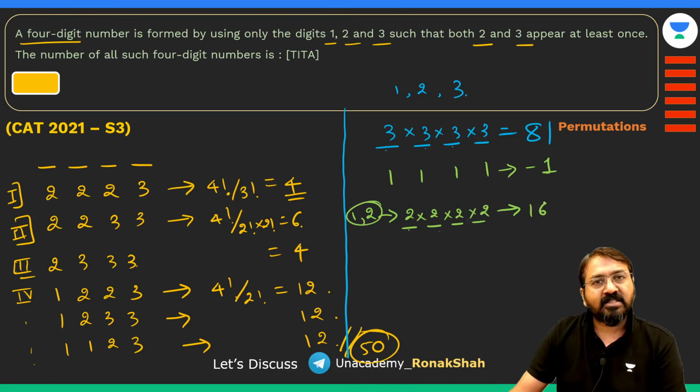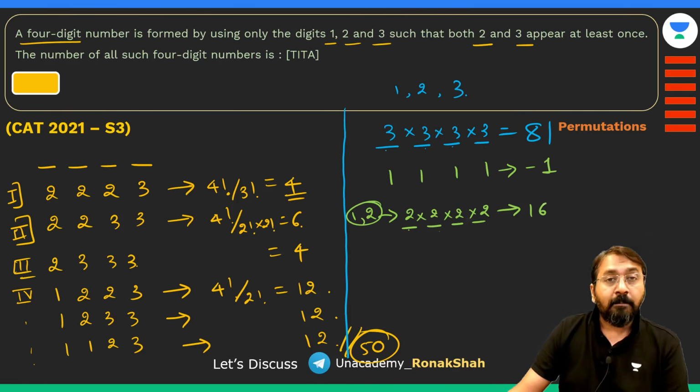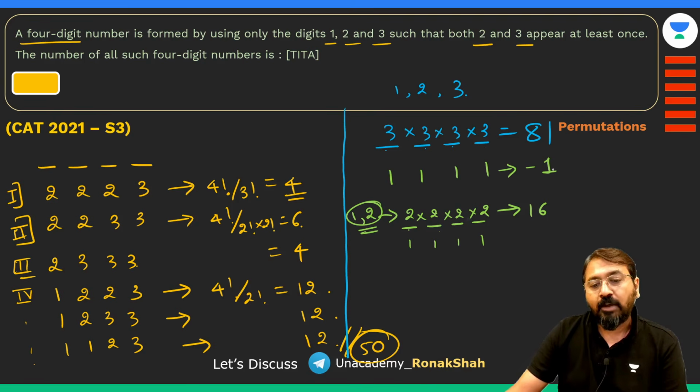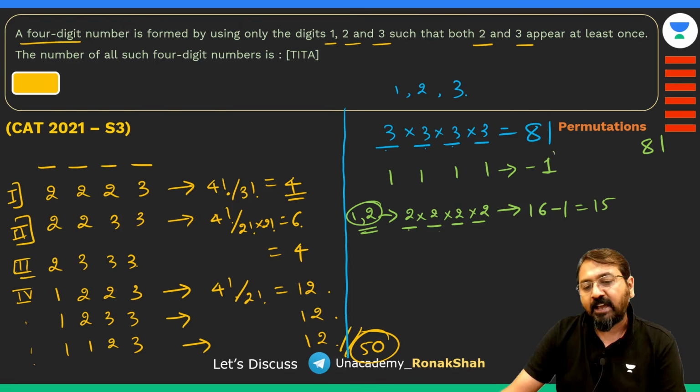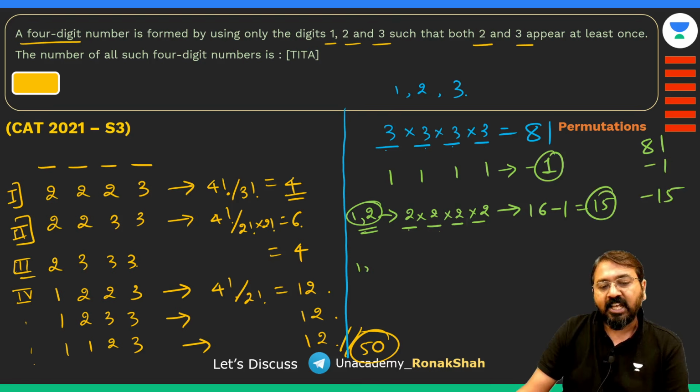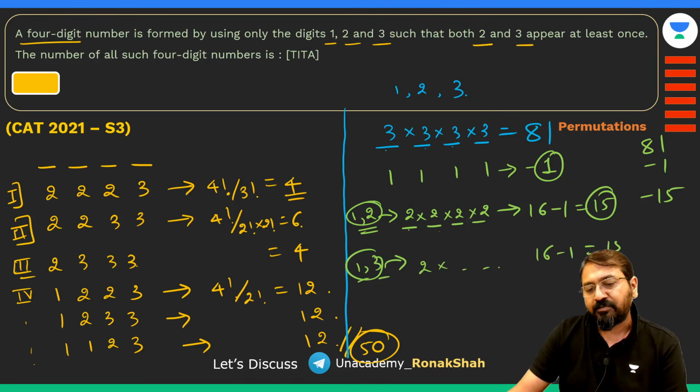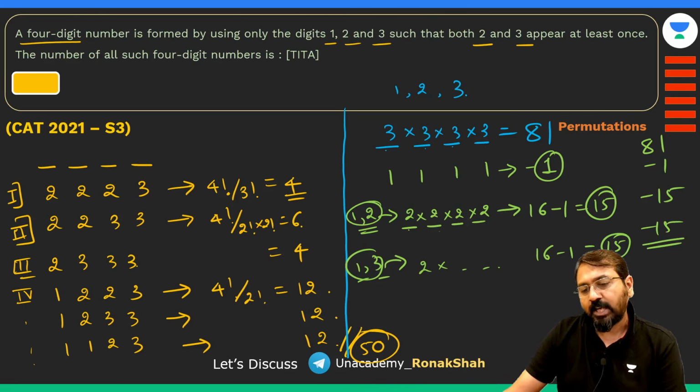So should I subtract the 16 out of this? The answer is no, because in this one number will be the one where we are keeping all the ones, which we have already counted. So here the number of ways will come out to be 16 minus 1, that is 15. So out of this 81 we have first subtracted this one, then we need to subtract this 15. Similarly, I can create 15 more such numbers by using only 1 and 3. So it can also be done in the same way, 16 minus 1, that is 15 ways. So your answer will actually be 50.